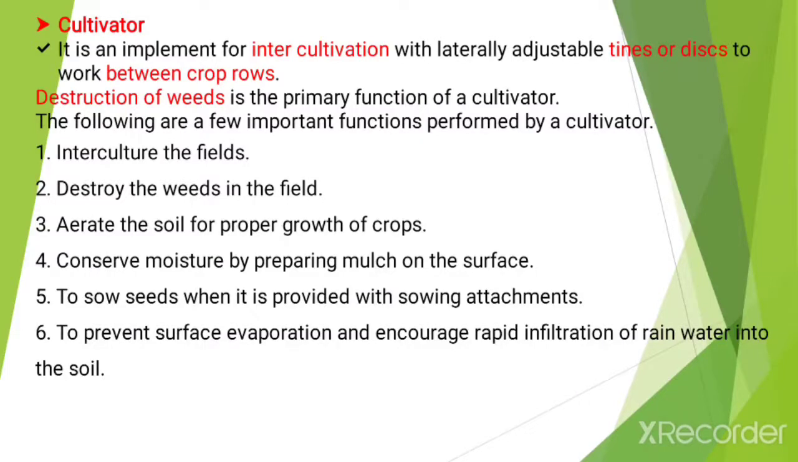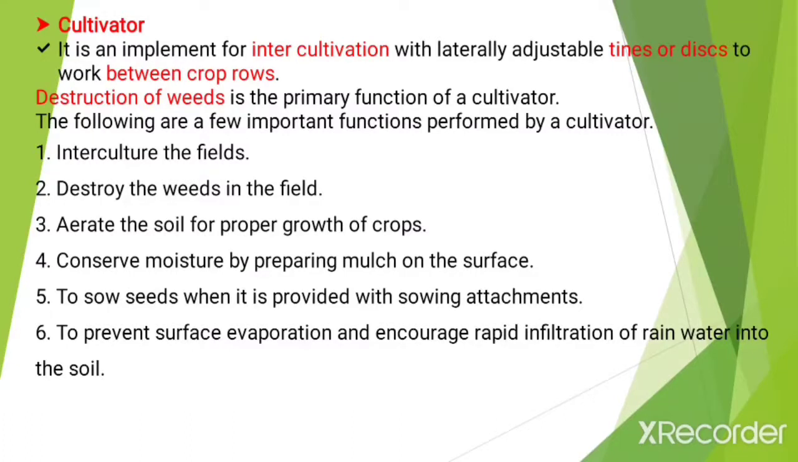This session we will start with the cultivator. What is meant by cultivator? A cultivator is an implement for intercultivation with laterally adjustable tines or discs to work between the crop rows. So basically, the cultivator is used for intercultivation.